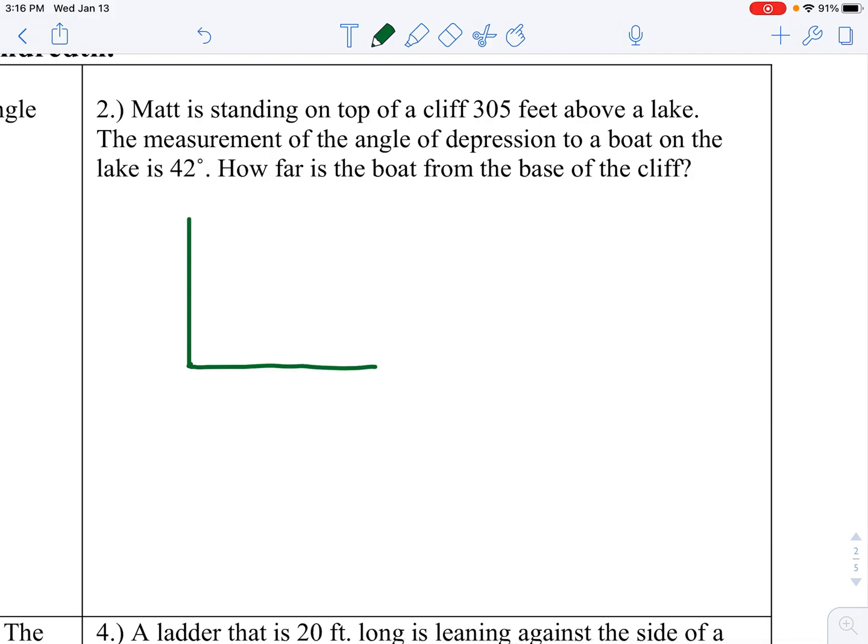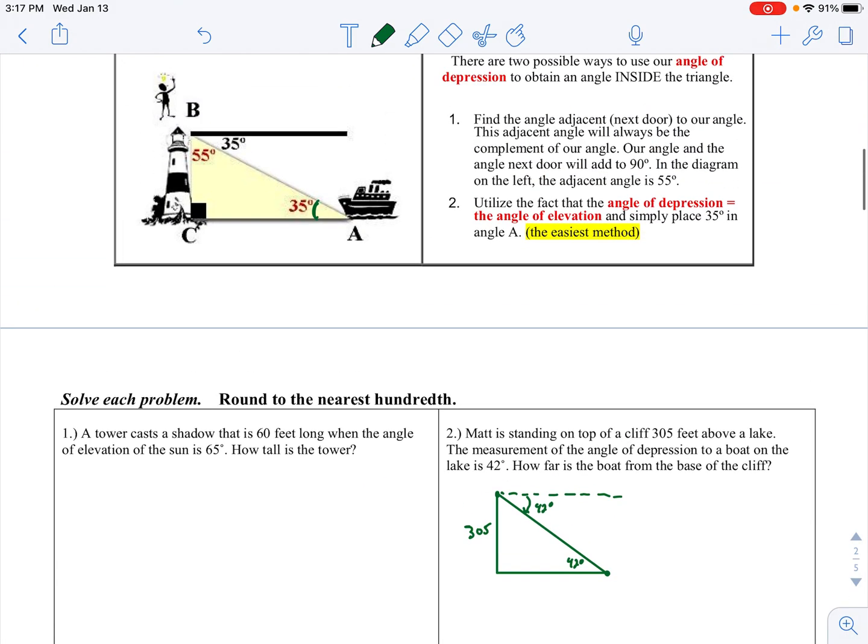Here is the water. Perfectly flat, calm water. The end is where the boat is. The top up here is where Matt is. When he's looking at it, that's a triangle, right? Every problem is going to come back to a triangle. So our cliff is 305 feet tall. The measurement of the angle of depression. Now the angle of depression is right here, which is 42 degrees. But for our triangle, we can put it right here. So that was what I was talking about up here.